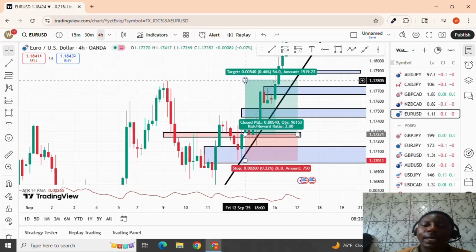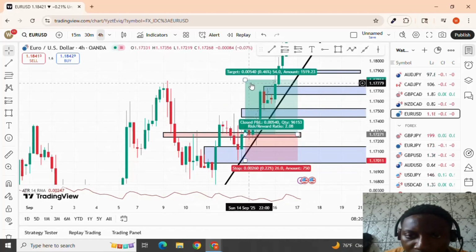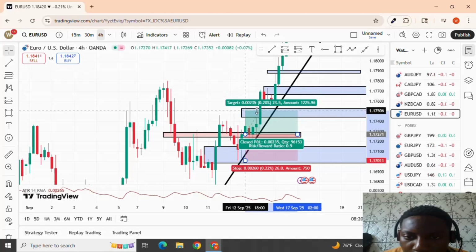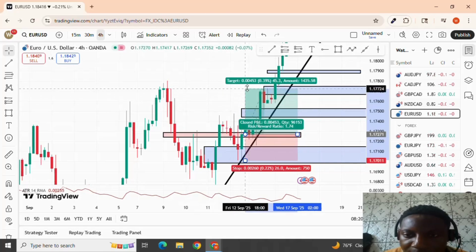And I personally aim for a 1:2. And as you can see, price went straight to TP. For those of you who like going break even at 1:1, you could have gone break even here and allowed the rest to hit TP at 1:2.